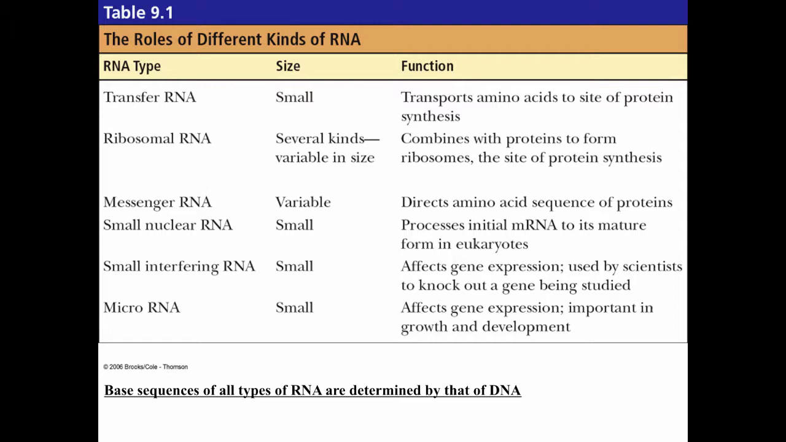So there are small nuclear RNAs. They're involved in the processing and maturation of messenger RNA in eukaryotes. There are small interfering RNAs, also known as siRNAs. They are involved in regulating gene expression. They're involved in what we call gene knockouts, or lowering the levels of an expressed gene in a cell. And then there are also microRNAs. These are also small RNAs that are involved in gene expression.